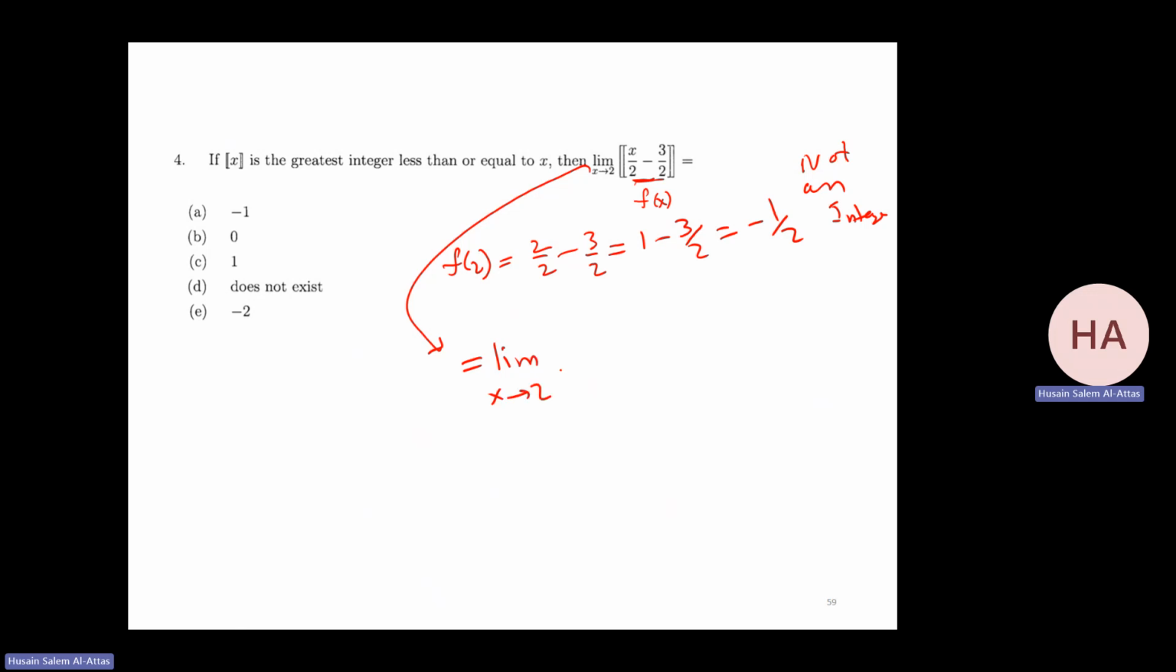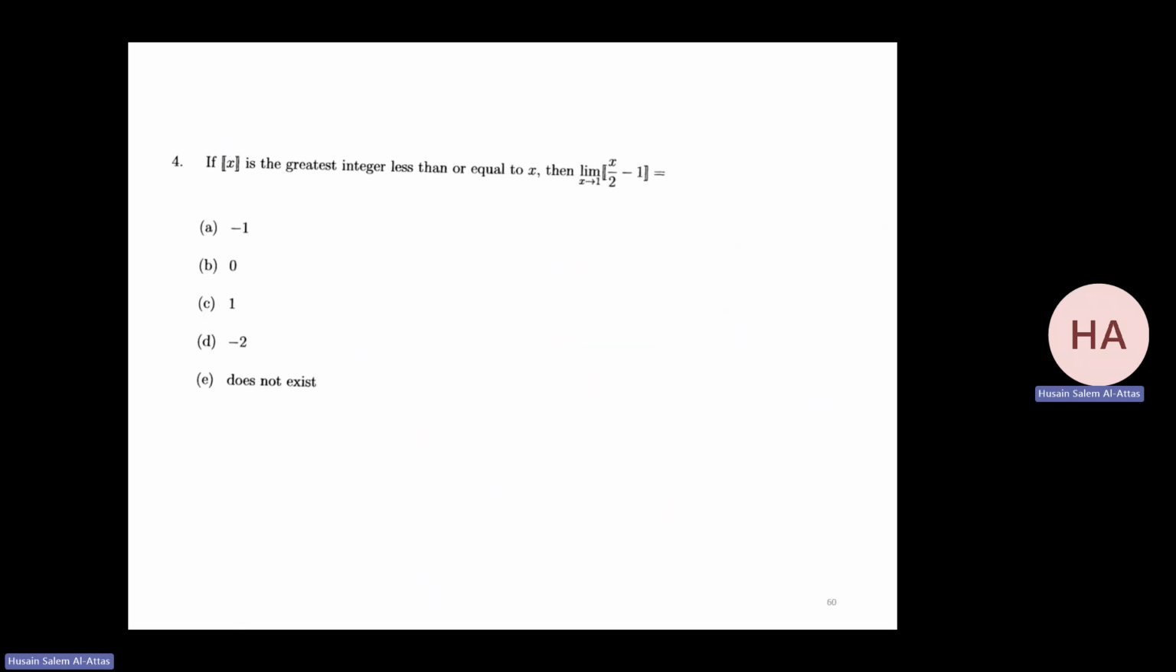The limit as x goes to 2 of the greatest integer of minus half. Actually, no need for the limit, I'm getting the answer. You just substitute, and we get minus half, and that will be minus 1. That's it. If you substitute and get a non-integer, you just do the calculation.